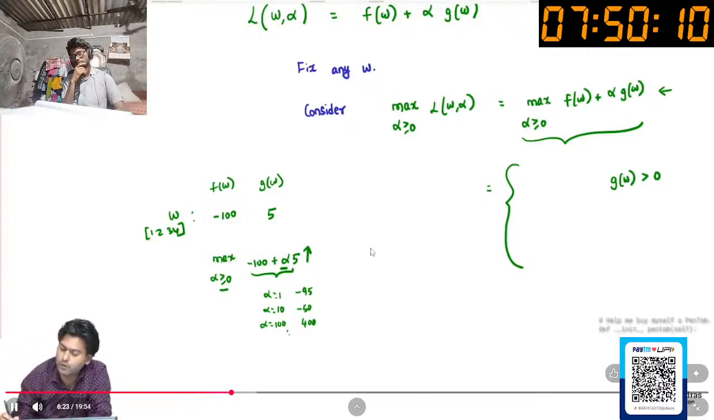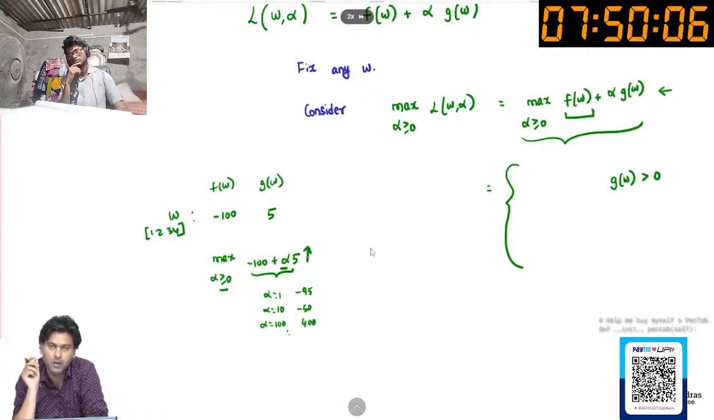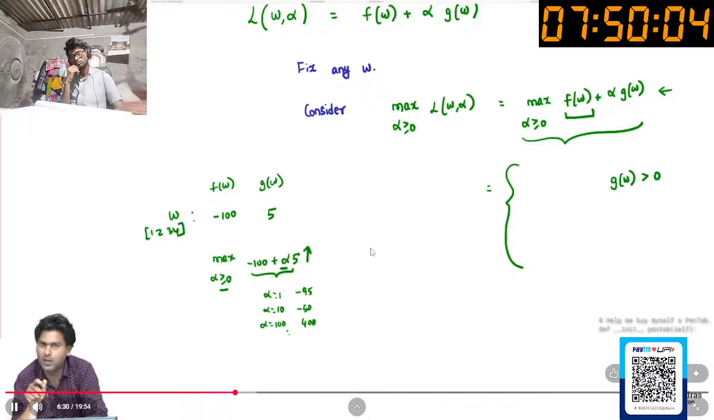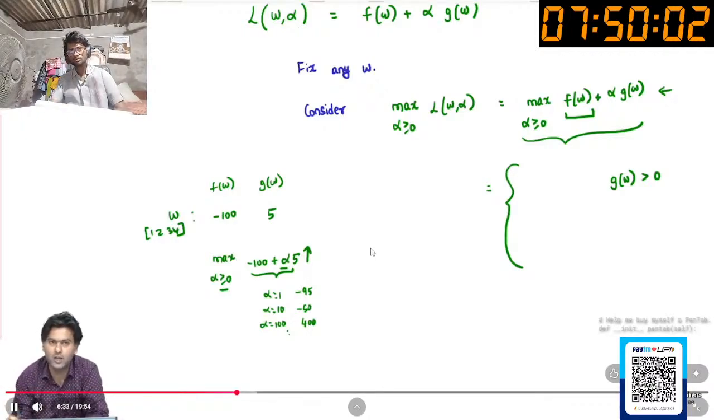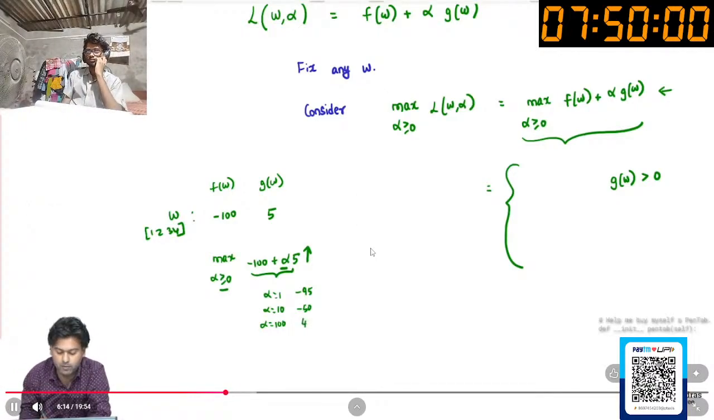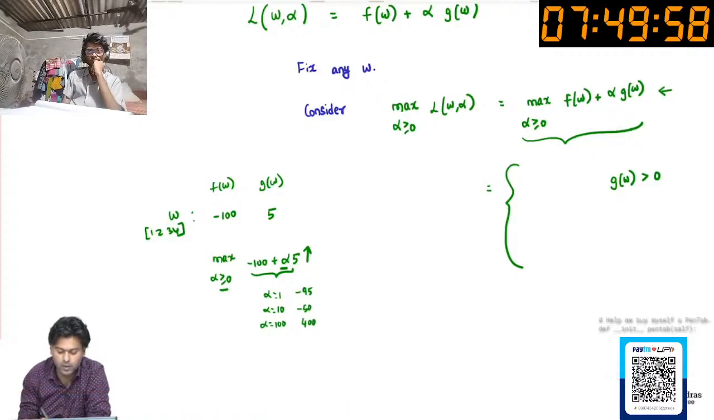And that is true because I fixed the w. F of w is some fixed number. It can be as small as you want, but then it's a fixed number. It's not going to change as I change alpha. For example, 500 minus 100 is 400, and so on.